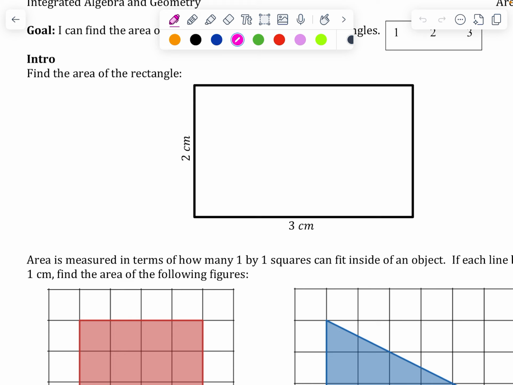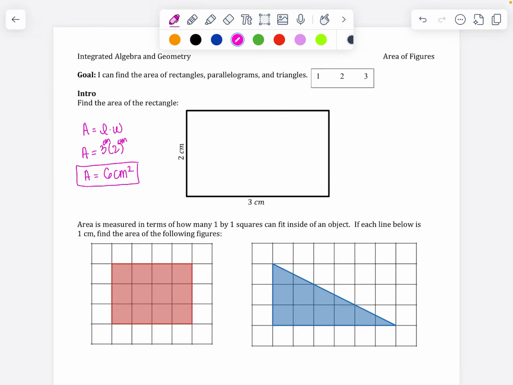All right, so I asked her, how do you find the area of a rectangle? And she said length times width, and that is correct. So area is length times width. So we have the area is equal to the length and the width are 3 and 2. Multiply those two, and it's 2 centimeters times 3 centimeters. So we get area equals 3 times 2 is 6, and centimeters times centimeters is centimeters squared. That's why area has square units.